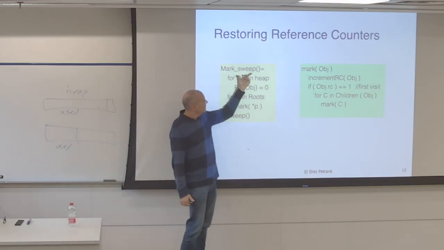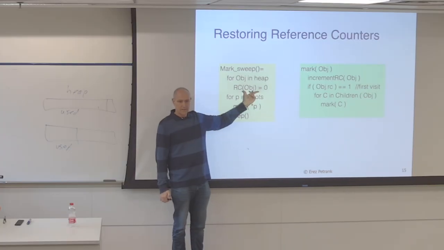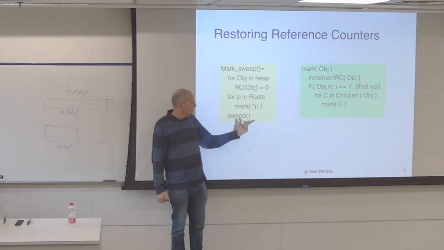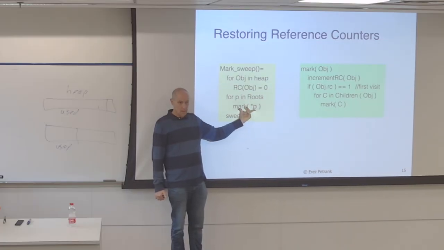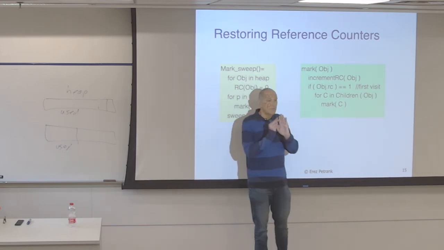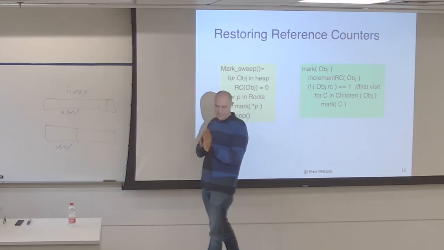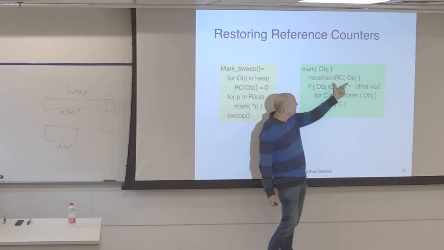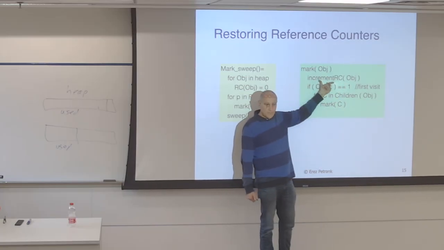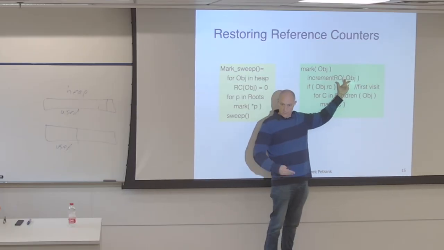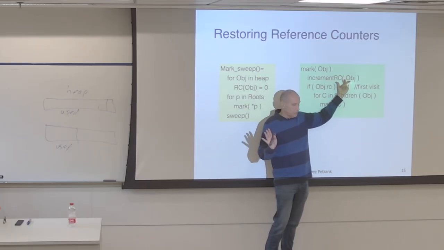I could start a mark sweep by clearing all the reference counts in the system. And then for each pointer in the roots, I call mark, and this will be a recursive operation. And then I resweep. So what does mark do? Mark has to restore all the reference counts. And so it has to work with reference count. So for each pointer it will be called, and then I want to increment the reference count of the referenced object for each pointer.